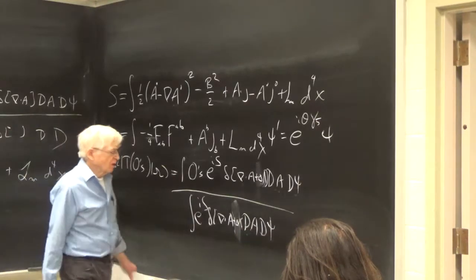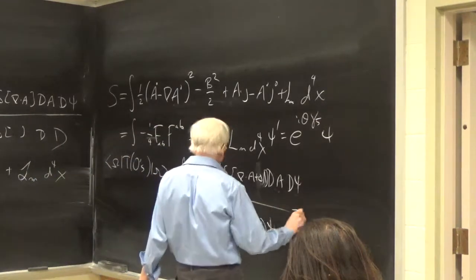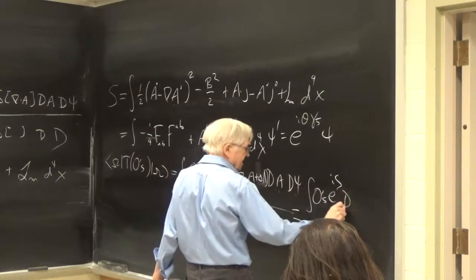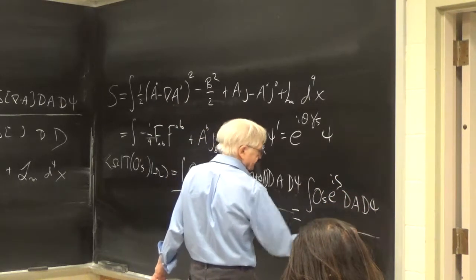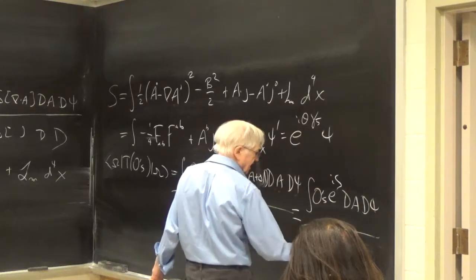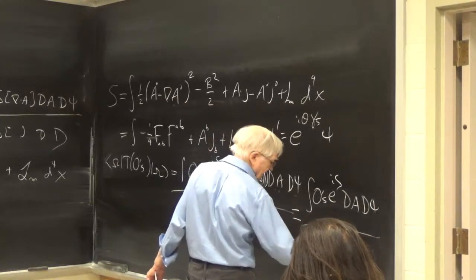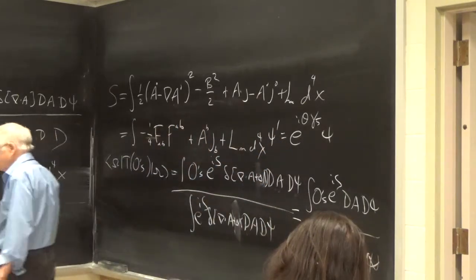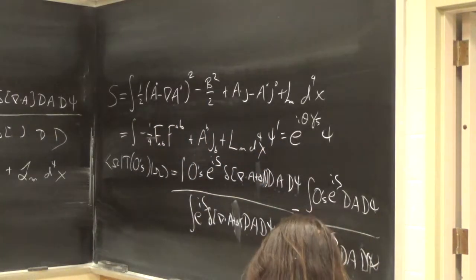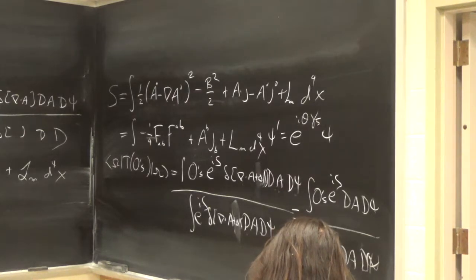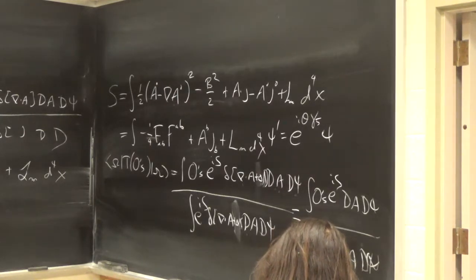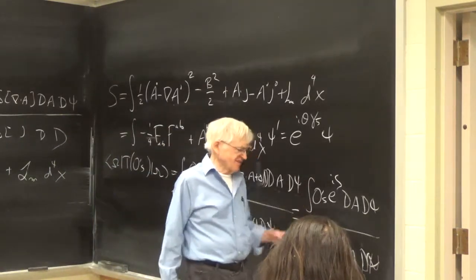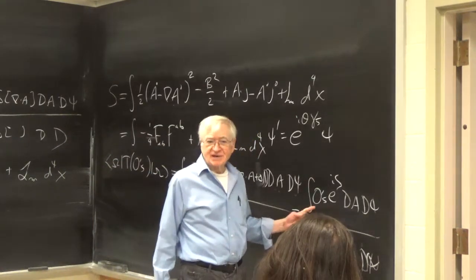And so what we get then is the integral of O's e to the iS dA dψ over the integral of e to the iS dA dψ. So that says that you can compute things if you integrate over all gauge fields. Now, the problem with that is some people don't like that. I think it's fine.